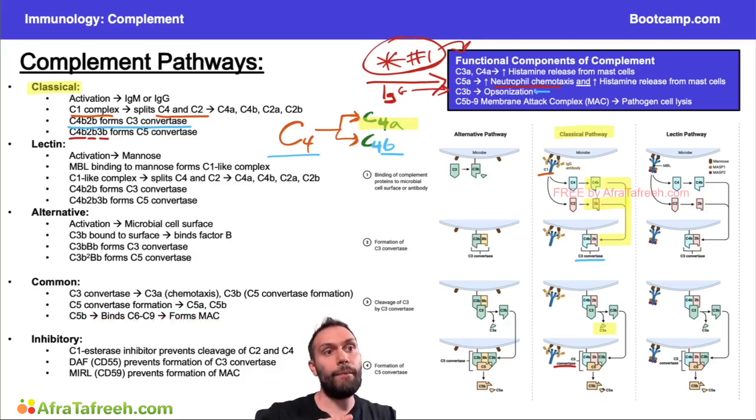We get C5a, which we already know what this does. We go up to our functional components here. C5a, we know, is going to stimulate histamine release from mast cells. It's also going to be involved with neutrophil chemotaxis. So that's what C5a is going to be doing.